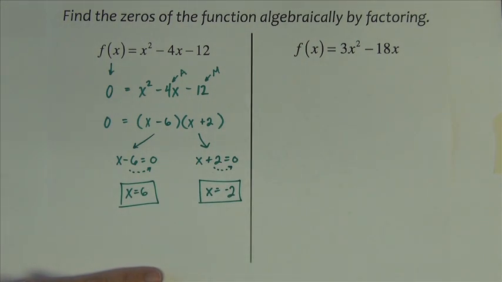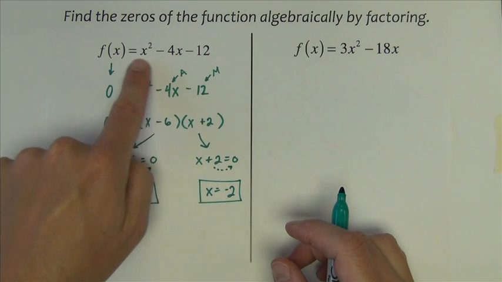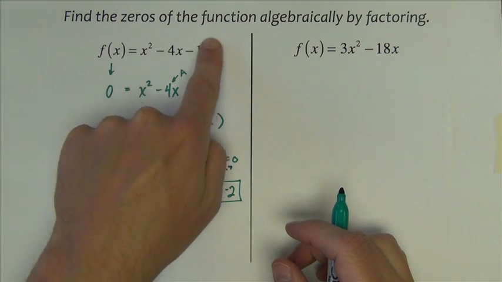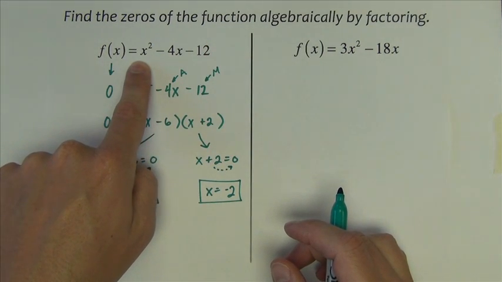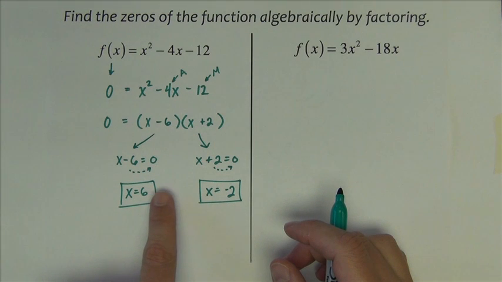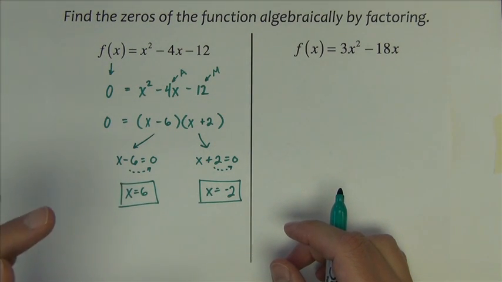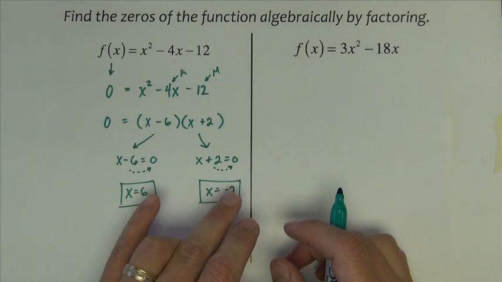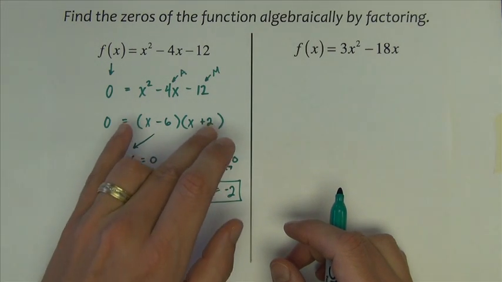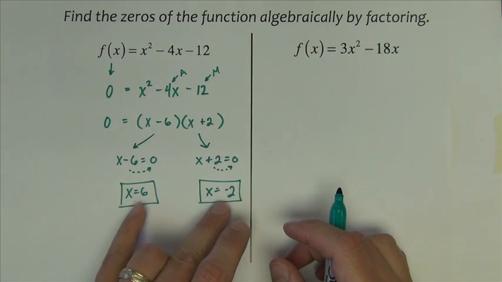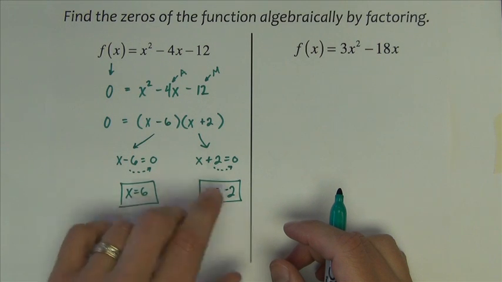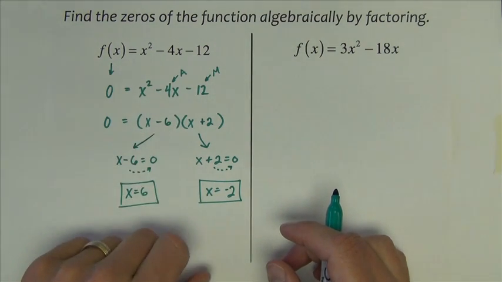There's our zeros. Well, we've also found, if we were to graph this function, that this particular function is going to cross the x-axis at these two numbers. So there's kind of your graphical connection. These are the zeros. The solutions to this equation are the x-intercepts for this particular function.